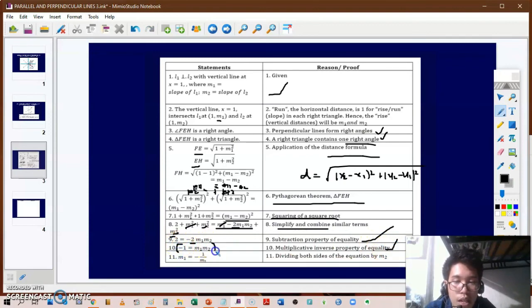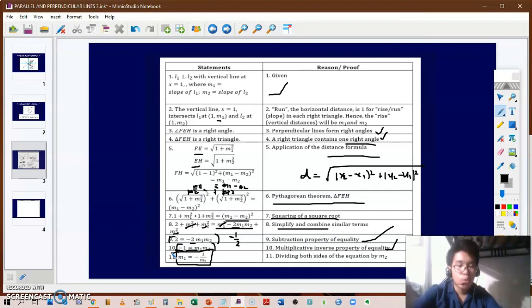We multiplied this entire term, 2 is equal to negative 2 m sub 1 times m sub 2, by negative 1 half. That's how we got negative 1 here, and m sub 1 m sub 2 because the negative 2 canceled out. And if we divide both sides by m sub 2, we get that m sub 1 is equal to negative 1 all over m sub 2.